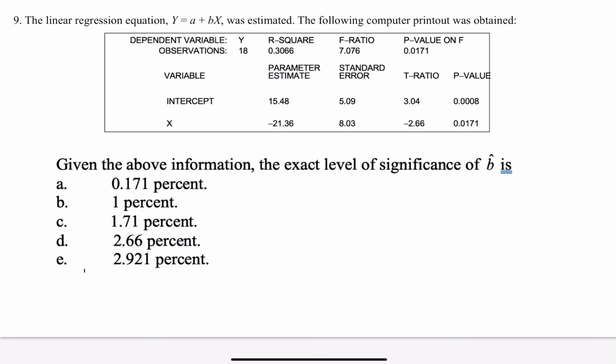Given the above information, the exact level of statistical significance of B hat is. That means we're looking at our p-value for our B hat, so we're looking here. And this is the number that we actually care about. So 0.0171. Same as the previous question, just move your decimal point over. We get 1.71.